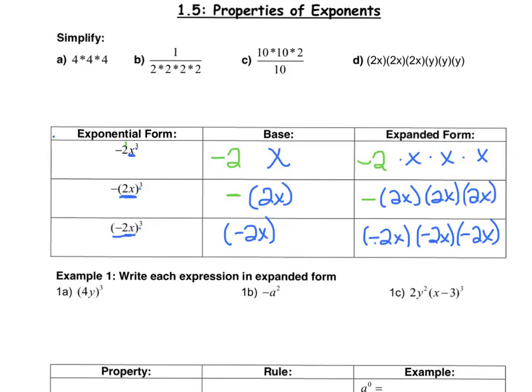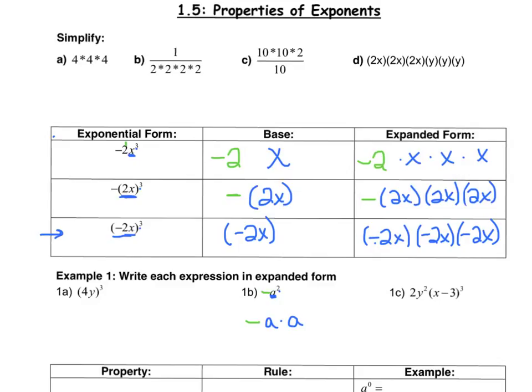So let's try a few more. I think you can handle 1a. It's going to be very similar to that one right there. I'll do 1b, and I'll show you how to do 1c. So in 1b, we have 1 negative sign, and this little 2 is just connected to the a. So it means we have 1 negative sign, and then a times a.